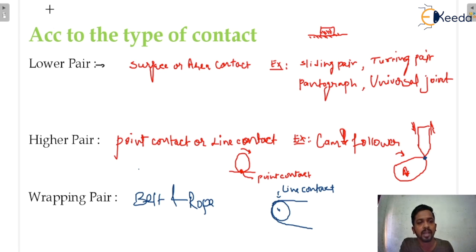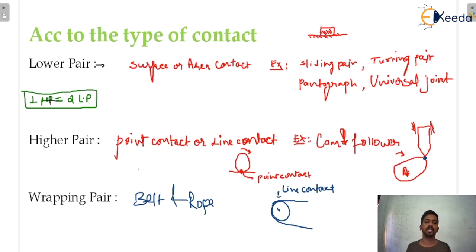Now from the numerical point of view, you must remember one thing: one higher pair is equal to two lower pairs. From the numerical point of view, you must remember this. One higher pair is equal to two lower pairs. That's it. I hope you understand the lower pair, higher pair, and the wrapping pair.